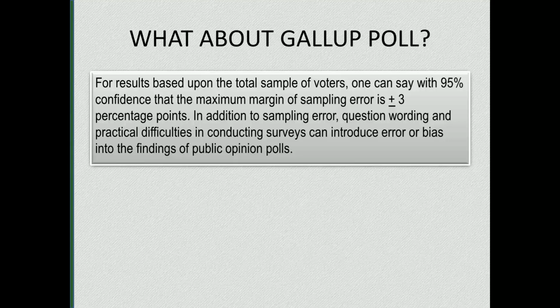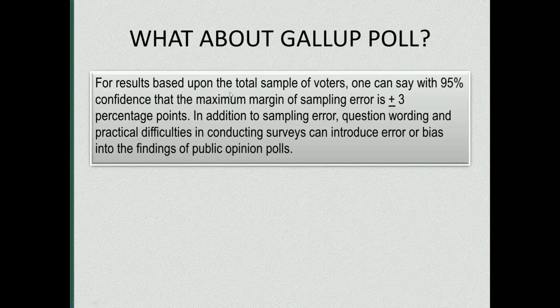How does this work in practice, say in a Gallup poll? The text that's quoted here is from a Gallup poll press release on an election survey. And notice they're saying, based upon the entirety of their sample, with 95% confidence, they're doing 95% confidence intervals, the maximum margin of sampling error is plus or minus 3%. They went through the computations, they did the 95% confidence interval, and got a result plus or minus 0.03.